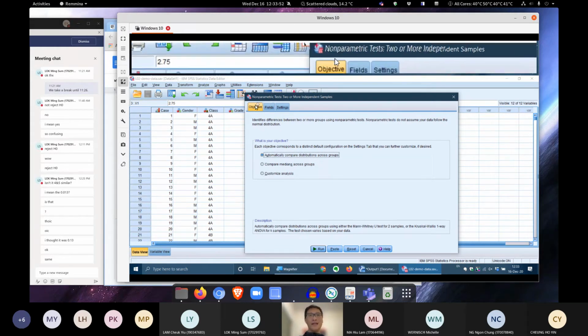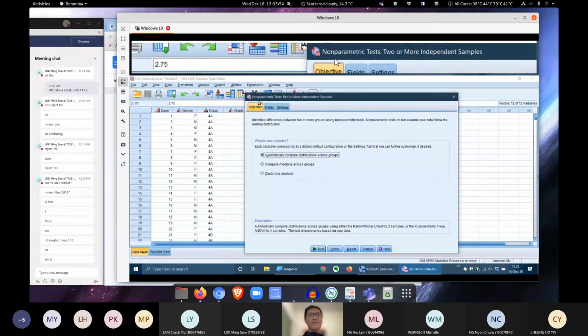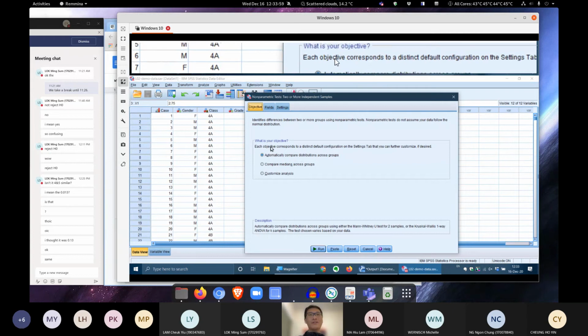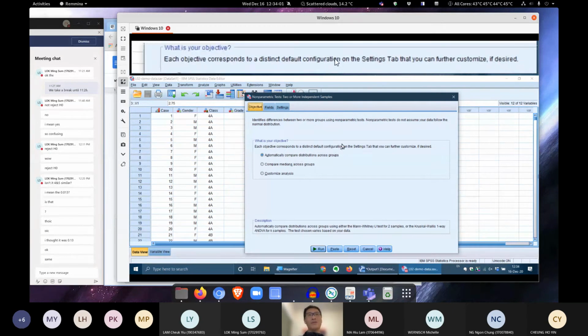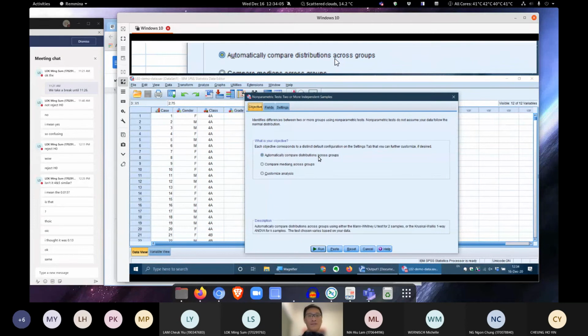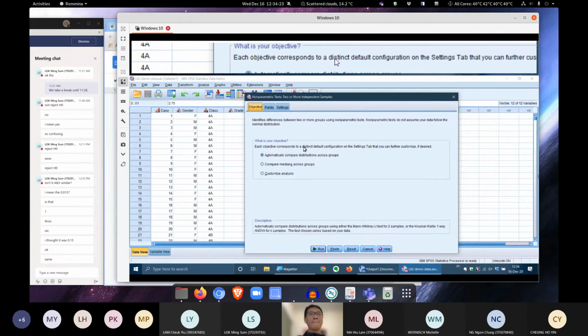Now, let's go through it together. First of all, the first thing you need to do is to go to the objective. It asks you, what is your objective? It means what you want to do. So most of the time, we just choose the first one, automatically compare distribution across groups. The keyword here is automatically, so that we don't have to worry about how to do it. SPSS will do this for us. Now I will show you what I mean.